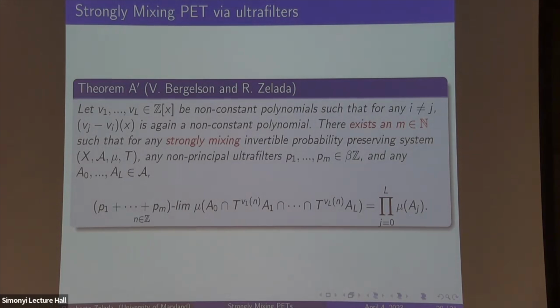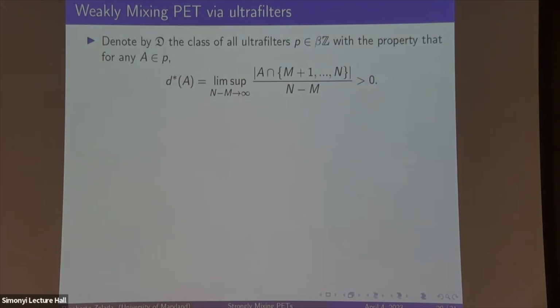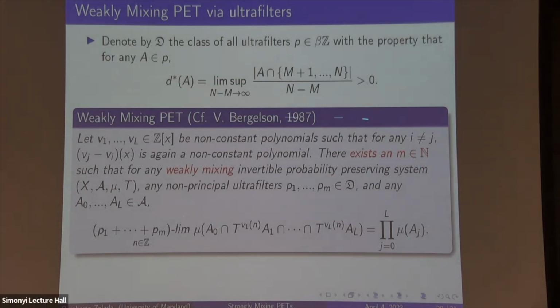So what is the advantage? The advantage is the following. By just changing the word strong mixing and changing the place where I'm picking the ultrafilters, I get the weak mixing version. Of course, I have to define what D is. It is defined here: we let D be the family of all ultrafilters with the property that if A is in P, then it has positive upper Banach density.